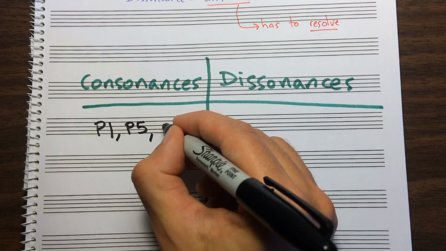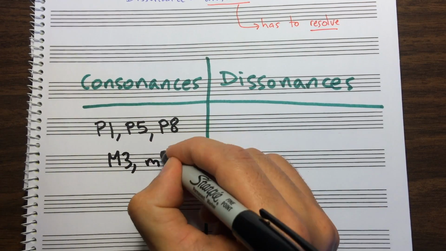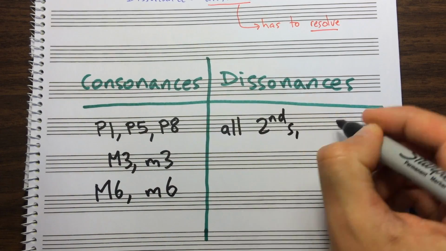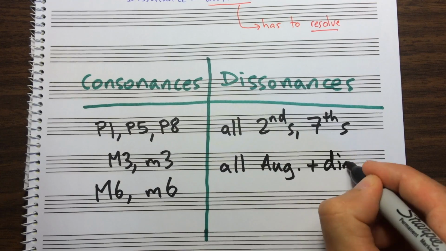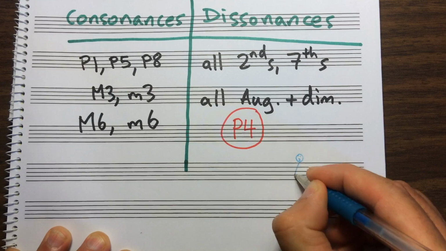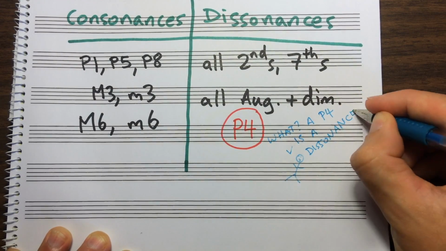Perfect unisons, fifths, and octaves are consonant. Major and minor thirds and sixths are also consonant. Seconds, sevenths, and all augmented and diminished intervals are dissonant. The tricky one is the perfect fourth. This is a dissonance.